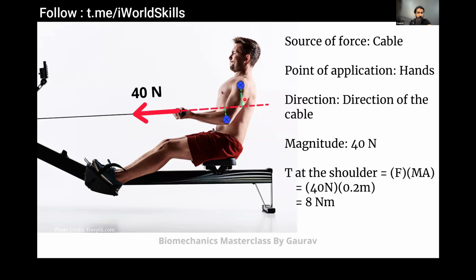Everyone who answered elbow, I hope you understand why the shoulder joint is experiencing more resistance. All you need to do, guys, is just look at the length of the moment arm. That's it. Wherever the moment arm is longer, torque is going to be greater. As simple as that. Correct?